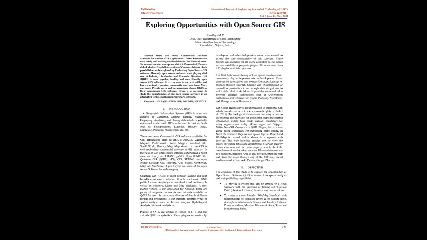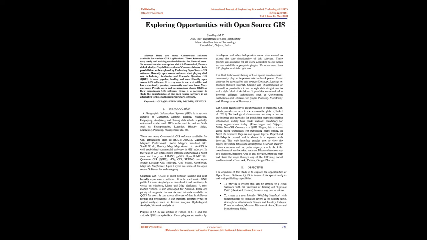Recently, open source software has started playing a vital role in industry, academics, and research. Quantum GIS, QGIS, is the most popular, leading, and user-friendly open source GIS software. It is very easy to use, extensible, and has a constantly growing community and user base. More and more private users and organizations choose QGIS as their mainstream GIS software. Hence it is necessary to study the opportunities of this open source software as an alternative to the established proprietary software. Keywords: GIS, Quantum GIS, PostGIS, NextGIS.